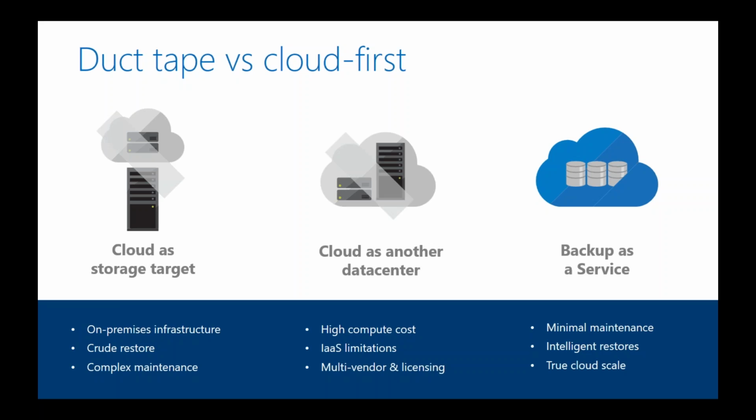So there are two variations of cloud backup. The first one is cloud as a storage target, and the second is cloud as another data center with IaaS services. Both of those approaches are very limiting. With cloud as a storage target, there are several issues. It treats cloud as another dumb storage target, which means restoring anything will usually require you to bring down the whole image, which takes a lot of time, is costly, and can impact the network, of course.